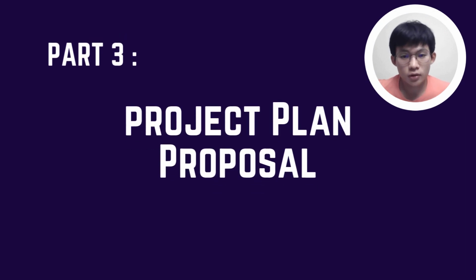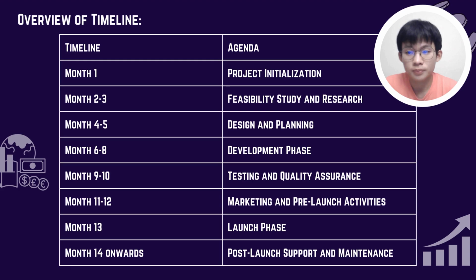Hello, my name is XIAN, and now I would like to give an overview about our project proposal. According to the schedule, for the first month, we will do a project initialization, which means that we kick off meeting with stakeholders on defining project scope and objective. And in the following second and third months, we will conduct a feasibility study and research, which will conduct market analysis and also competitive research.